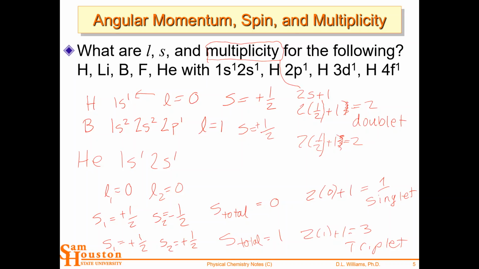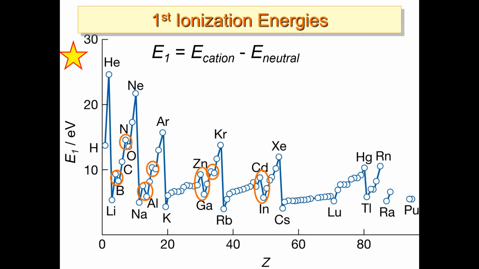So this is just some practice on identifying the angular momentum and spin quantum numbers for the different electrons in an electron configuration. We're going to revisit this next time when we get to the Clebsch-Gordan series and looking at all the combinations of spin in a particular atom. So let's go back and now practice with electron configurations. And this is the data that gives us all of the trends in our electron configurations.